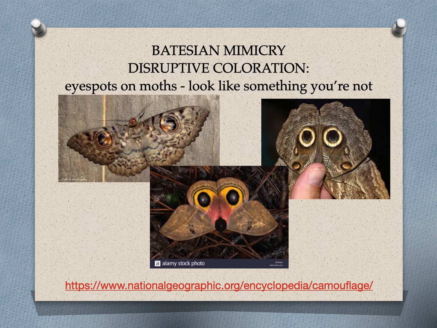You can also have disruptive coloration, which is where you look like something you're not. These are eye spots on moths, so somebody coming in and going, oh, hey, I've got a meal, and that looks like the eyes of an owl, which is a larger predator, and it might freak them out and leave the moth alone.